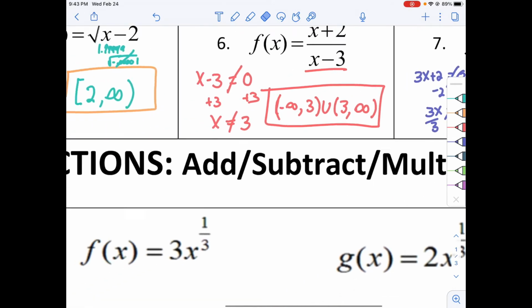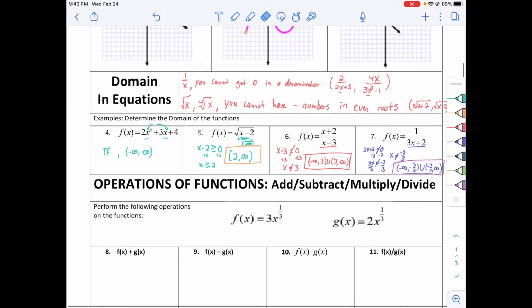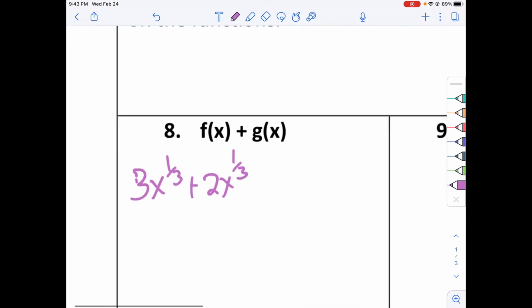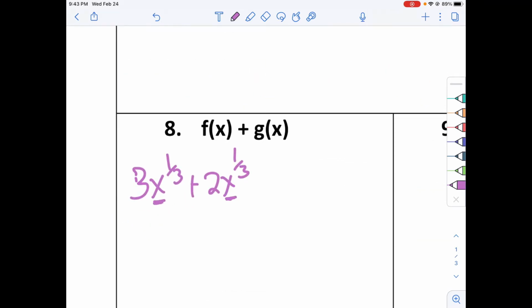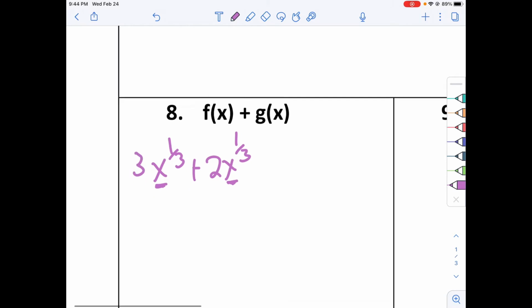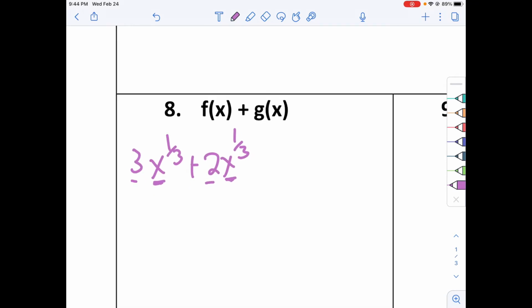All right, moving on to operations of functions. We add, subtract, multiply, and divide. It's also important to write the domain of these functions. So we have f of x is 3x to the 1/3. G of x is 2x to the 1/3. So when we're doing this, we're saying f of x plus g of x would be 3x to the 1/3 plus 2x to the 1/3. When you do this, the x's are exactly the same. It's both just an x and it's raised to the 1/3. So what we can do here is we're allowed to add these. That's based off of our combining radical rules. So 3 plus 2 gives us 5x to the 1/3.